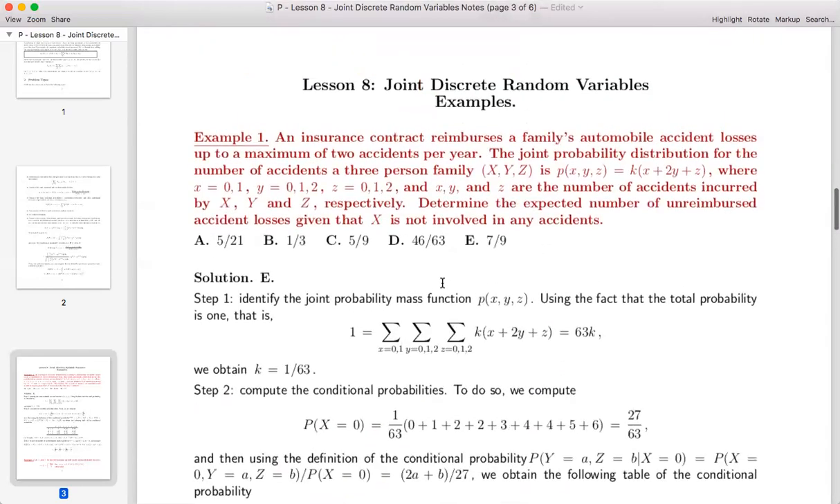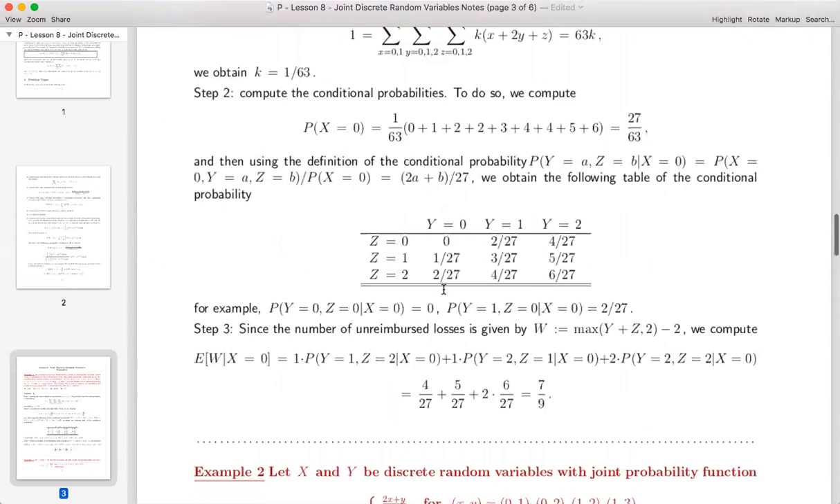And the maximum amount of unreimbursed losses we could have given X is equal to 0 would be 2. We look at this just because we know we get 2 as our maximum value of Y, and our maximum value of Z is 2, and we get 2 accidents paid for. So that would be the maximum total possible, but we're looking at the expected number.